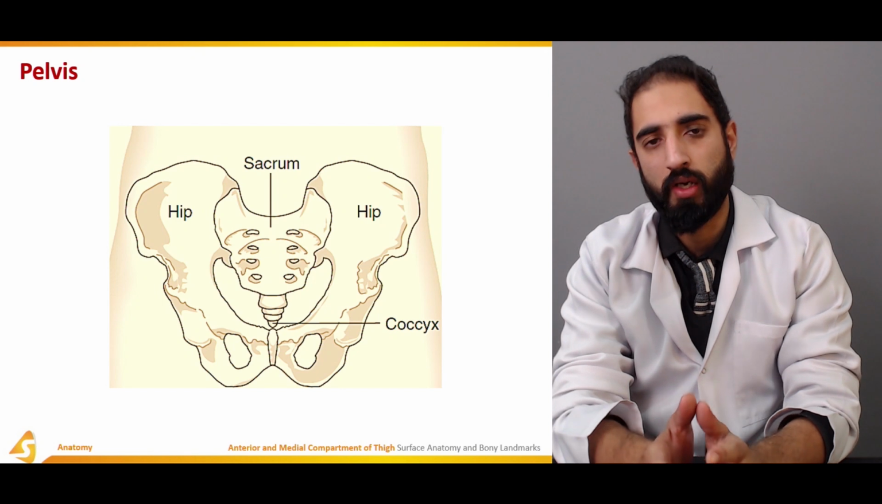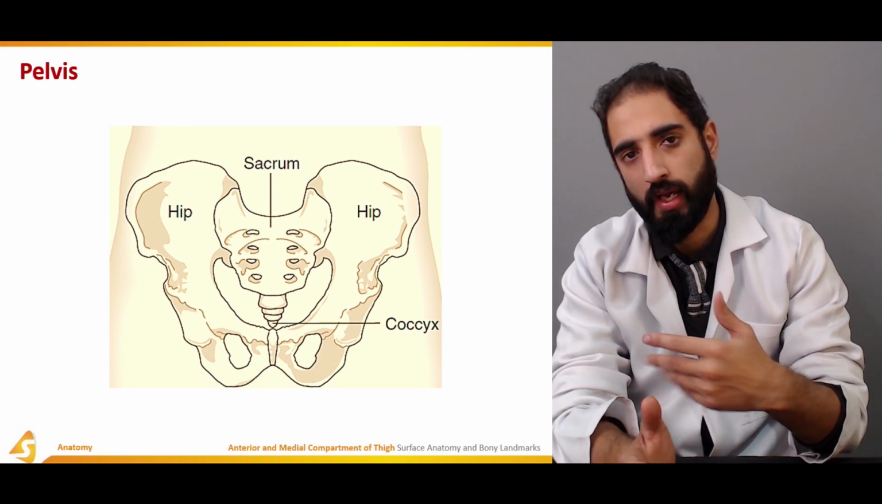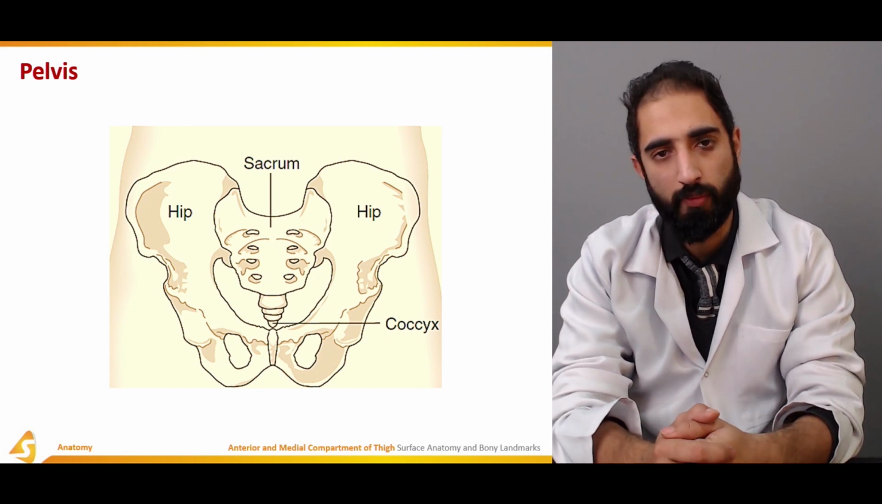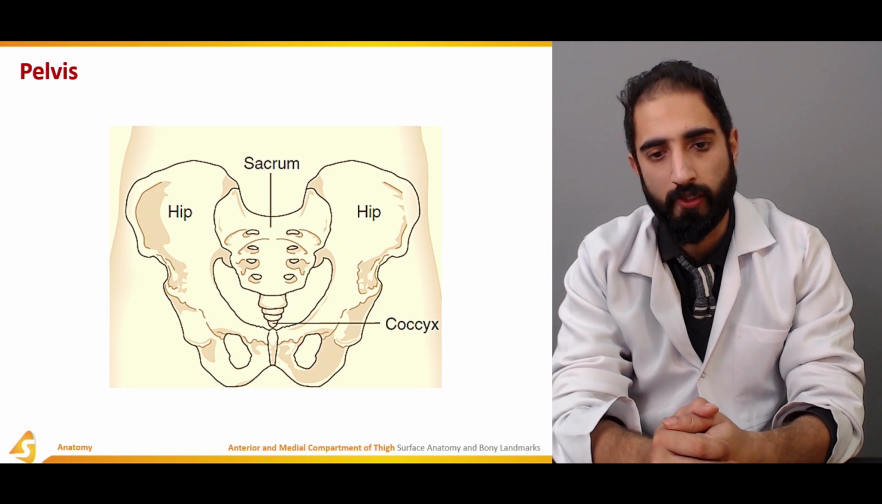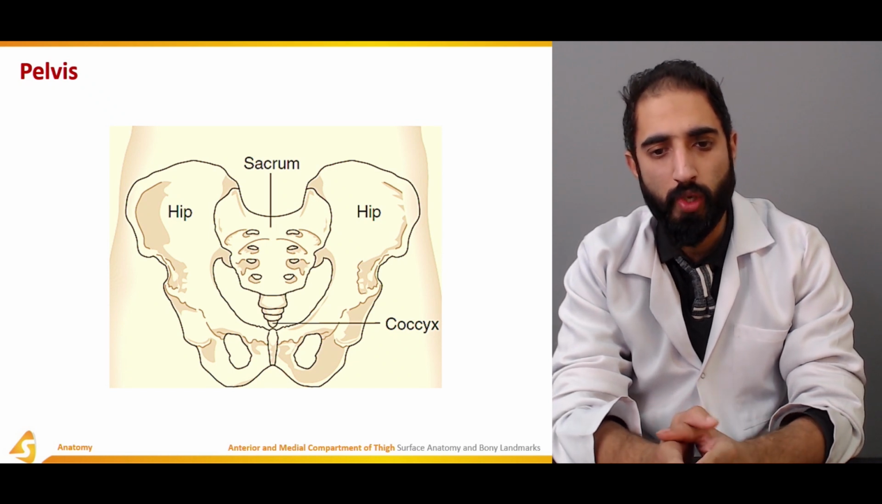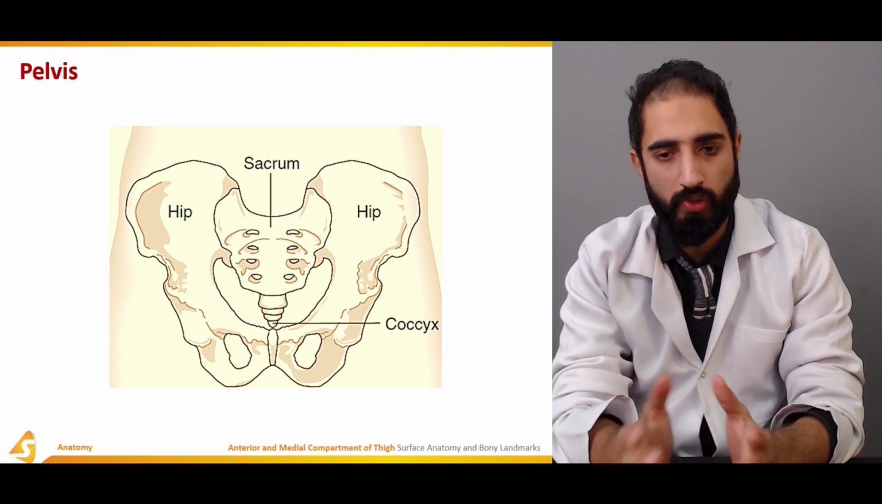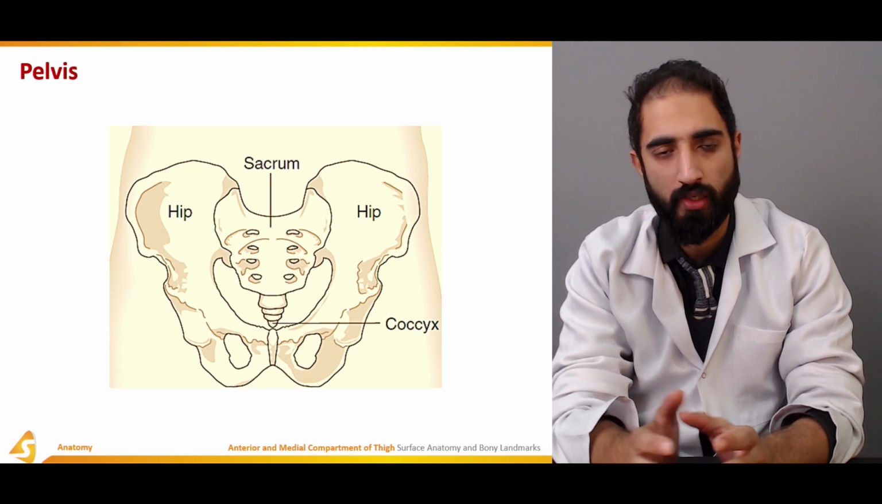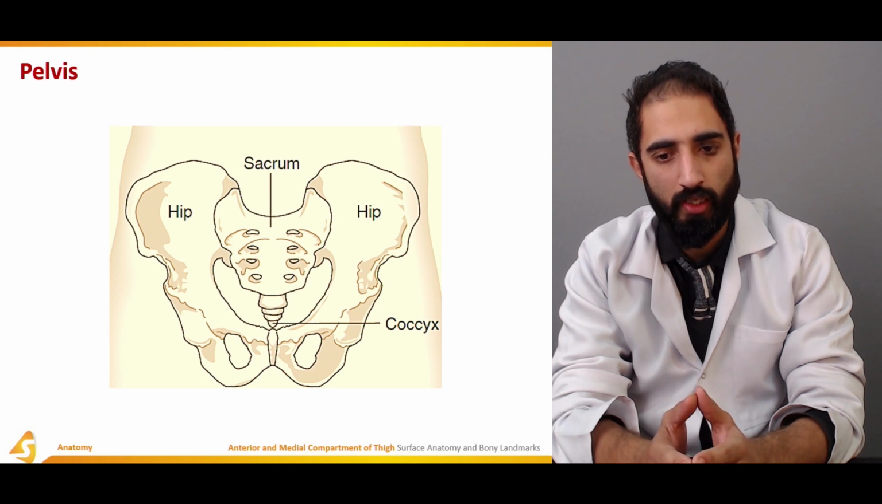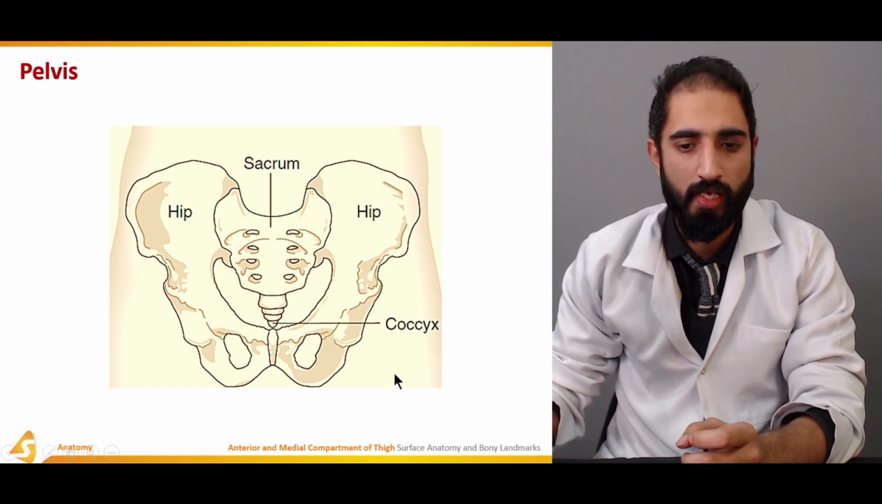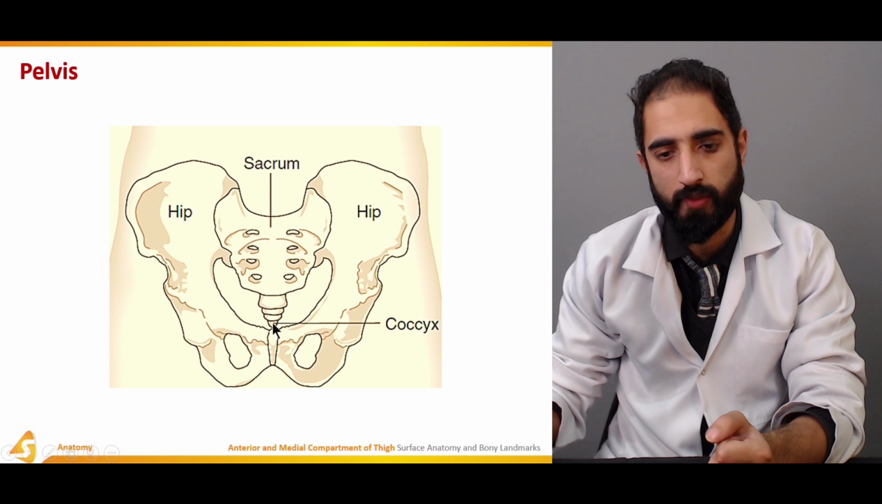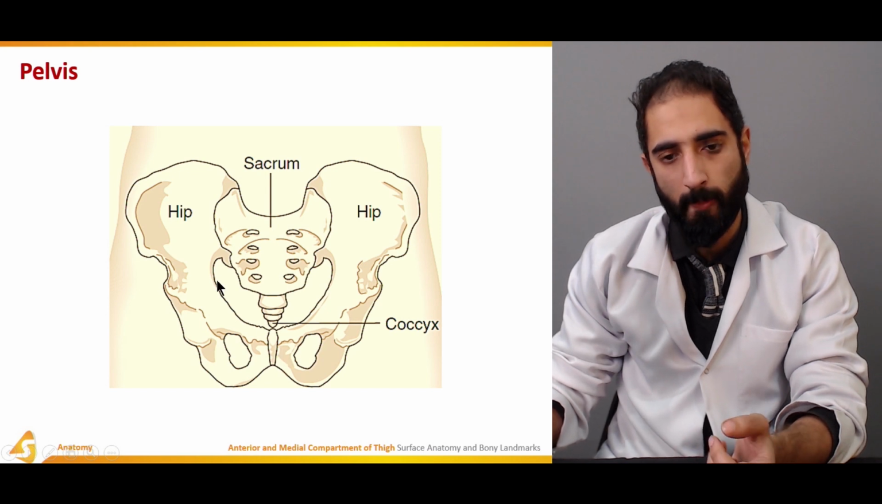So starting off from the pelvis, because the thigh extends from the pelvis to the knee, and this is where we have two innominate bones on both sides which are joined together posteriorly by the sacrum, whereas they are anteriorly joined by the symphysis pubis, and that is because of this articular or cartilaginous disc between the two pubic bones.